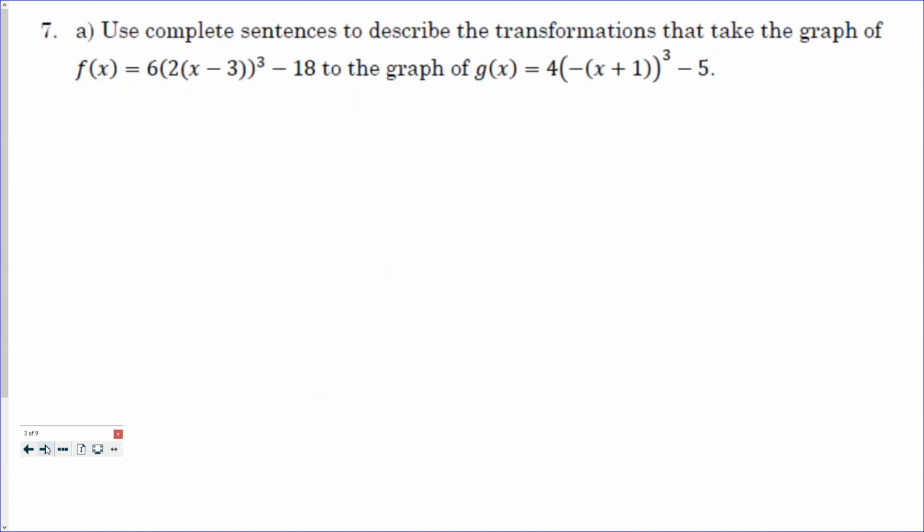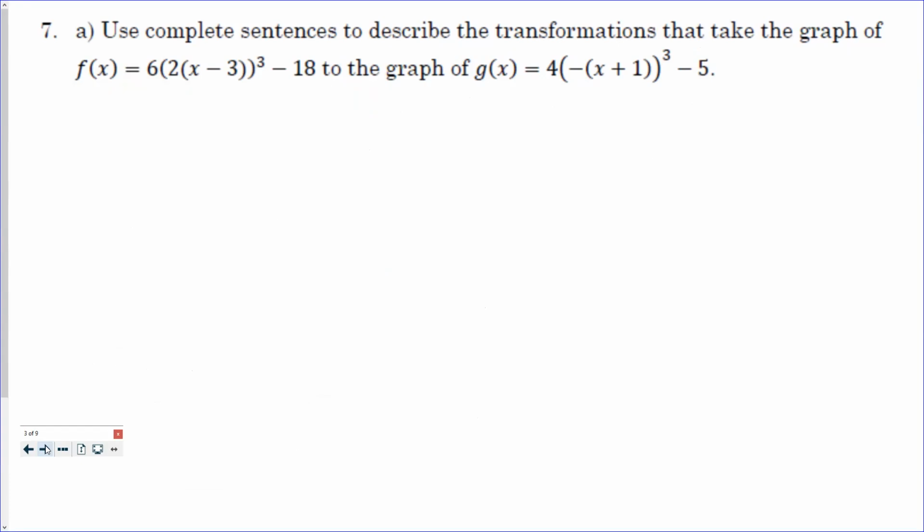Number 7, this is a problem we emailed you, we told you guys to go over. I'm only going to go over 7a for this one, but that's pretty much the hard part of the problem. Y'all can go over 7b on your own. So for this one, we need to use complete sentences to describe the transformations that take the graph of f of x to g of x.